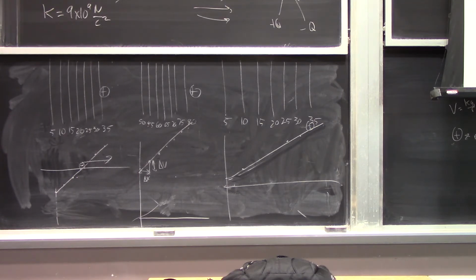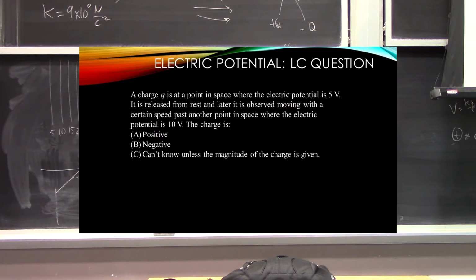Okay. So now we are going to do a little bit of a calculation. This is still kind of conceptual. This one says the charge Q is at a point in space where the electric potential is 5 volts, is released from rest and later is observed moving with a certain speed past another point in space where the electric potential is 10 volts. The charge is going to be positive, negative, or you can't tell. So go ahead and talk about this one.